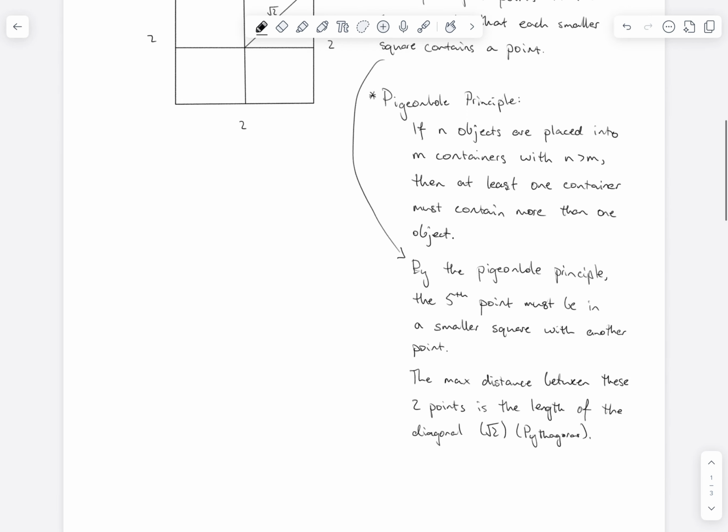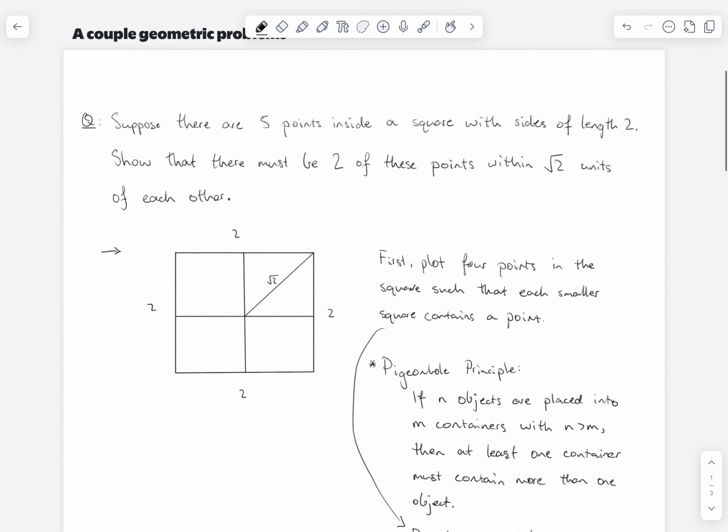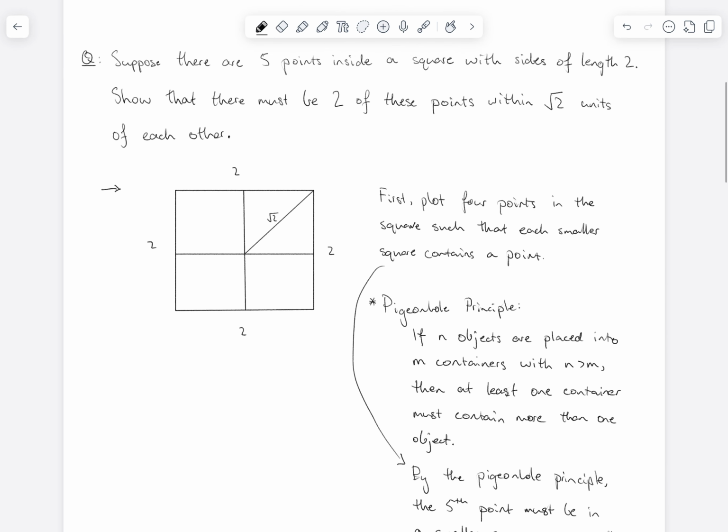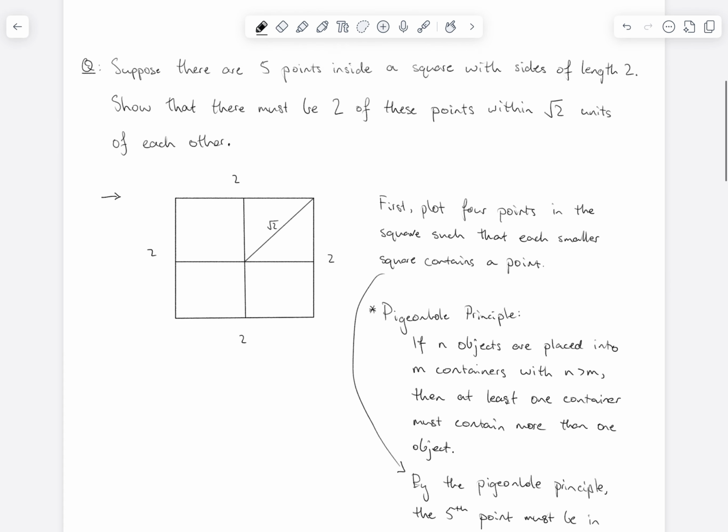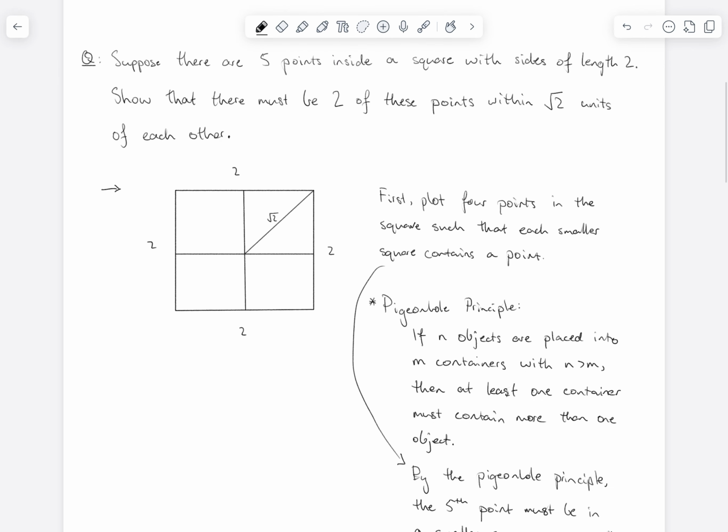So I'm not going to write anymore. It's pretty clear that we've shown that 2 of these points are within root 2 units of each other. There could be more, but there must be 2 of these points that share the space of a unit square. Okay.